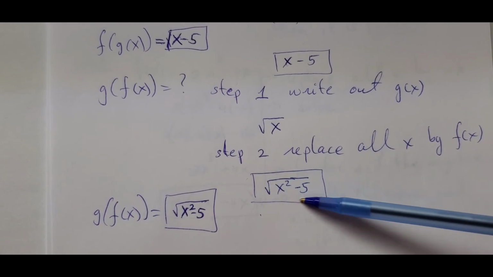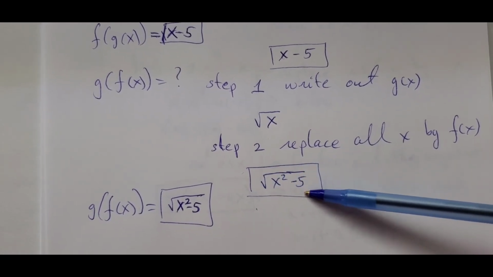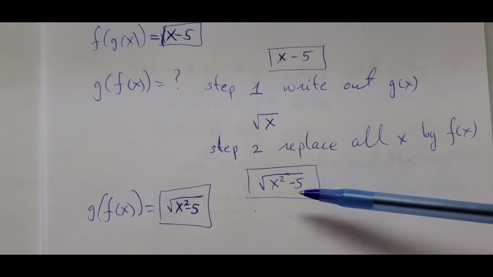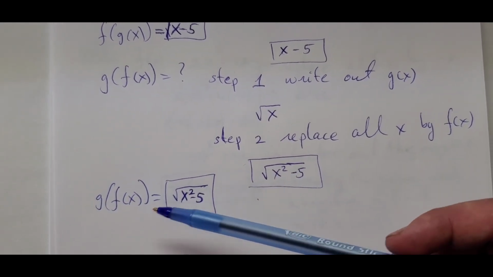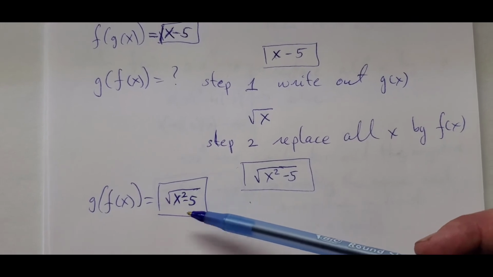Now here, there's nothing you can do. There's no more solving. It is already the way it is. So that is the answer. g of f of x is square root of x squared minus 5.